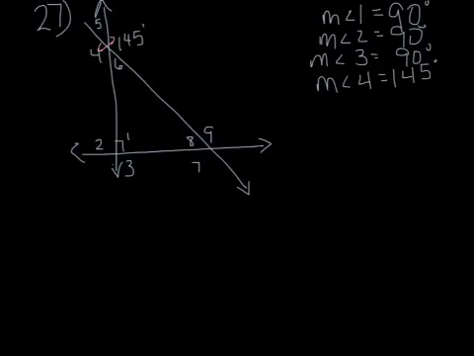Knowing what the measure of angle 4 is and the angle there, can I find angle 6? Yes. What can I do to find angle 6? 180 minus the 145. So the measure of angle 6, I'm going to keep those answers in order, is 180 minus 145, which is 35 degrees.